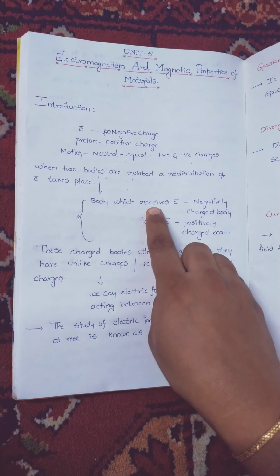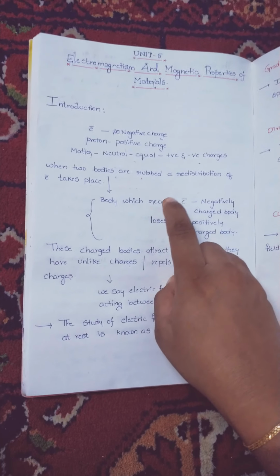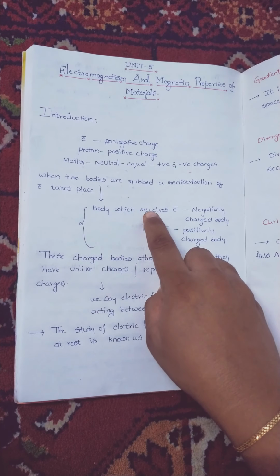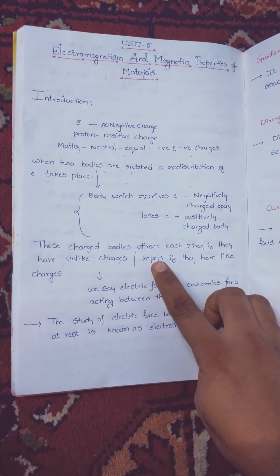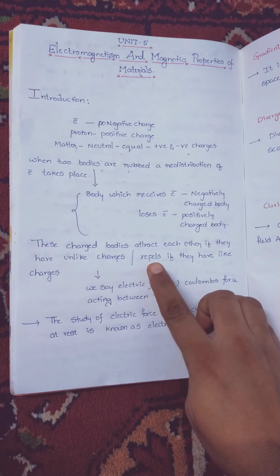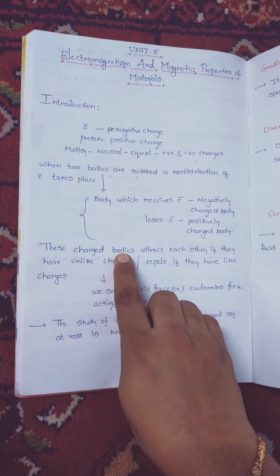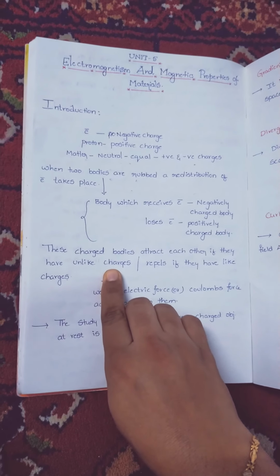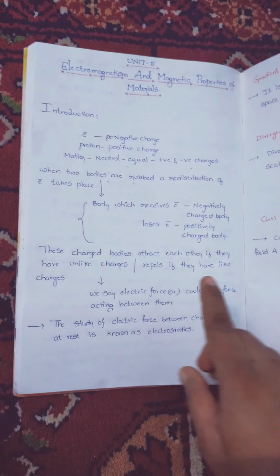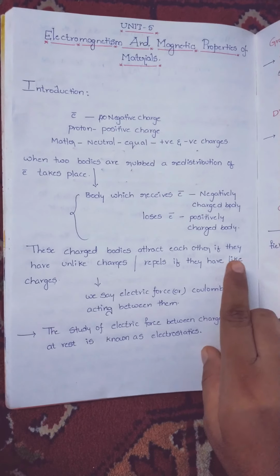If I consider this body with this negative charge and place it with another negatively charged body, they will repel. That means they will move away from each other. They will not attract each other. So charged bodies with unlike charges will attract, and charged bodies with like charges will repel.